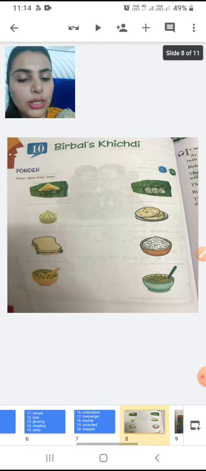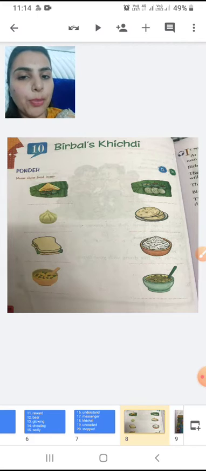Okay, so see in your books now. See chapter number 10, Birbal's Khichdi. Before starting this chapter, what do you have to do? You have to write the names of the dishes. Okay, you have to name these food items. So write down with me.